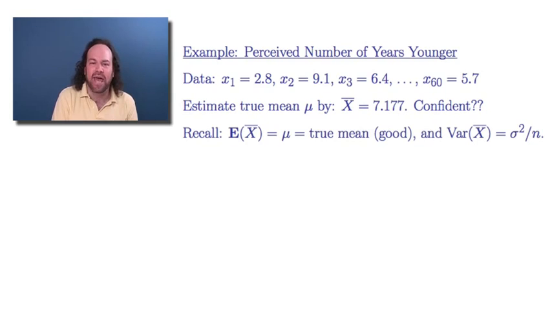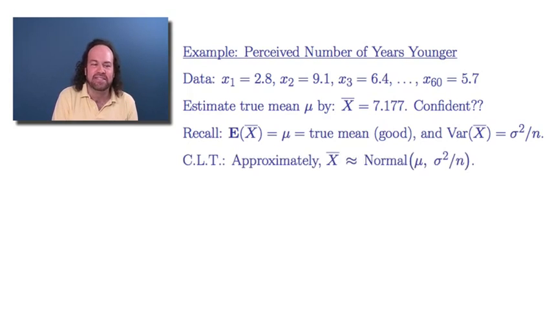But we also know it has some variance. In this case, the variance is equal to sigma squared over n, where sigma squared is the true variance of the number of years younger perceived of all the people who get this plastic surgery. Now, again, this x bar is made up by averaging a bunch of different values, in this case 60 values. So again, the central limit theorem says that approximately this x bar has a normal distribution with that mean and that variance. Well, from there we can proceed exactly as we did before.